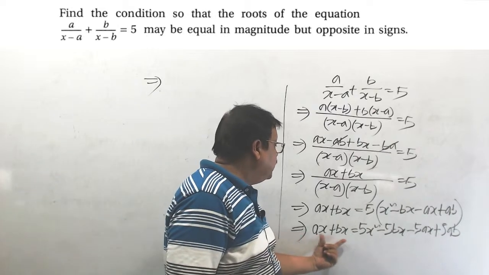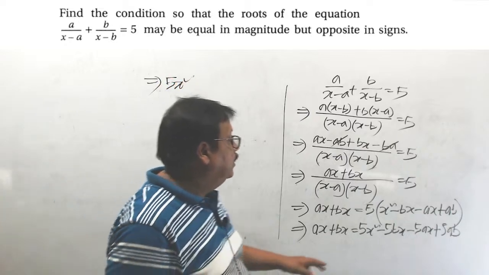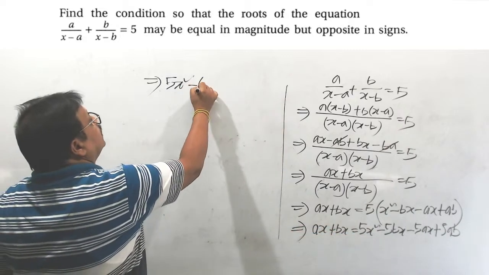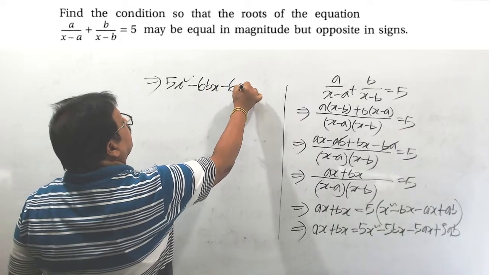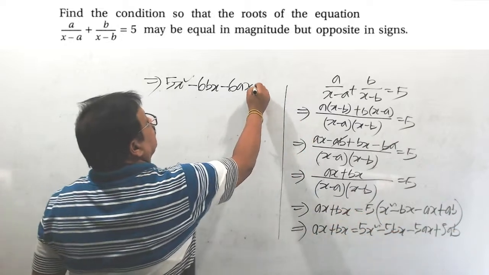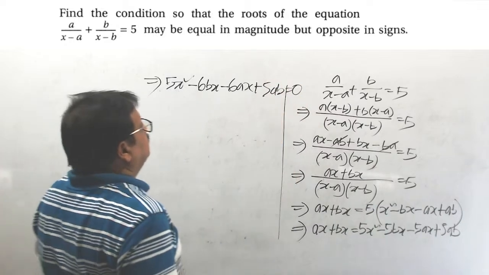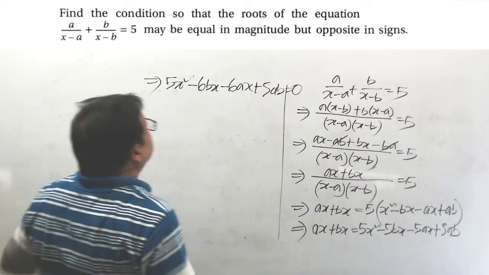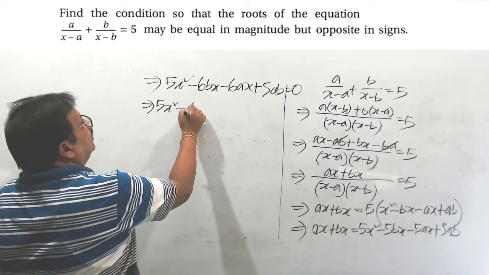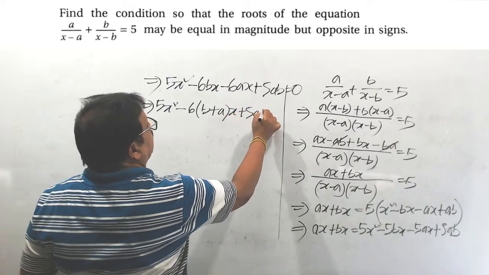Change the side of ax plus bx. That is 5x square minus 6bx minus 6ax, isn't it? Plus 5ab equals to 0. Okay, this implies 5x square minus 6(a plus b)x plus 5ab equals to 0.